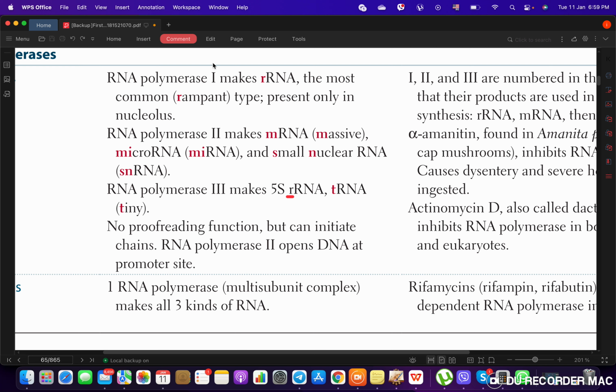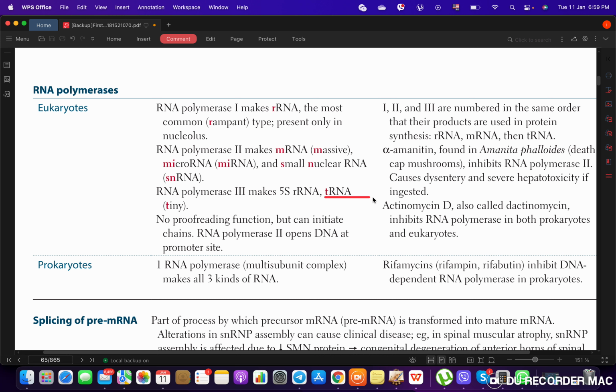So 1 and 3, because 1 made rRNA from the nucleus. And the other one is the 3. It made the what? The 5S rRNA. Okay. And also it made the tRNA, which was responsible in transporting the amino acids around. Okay. No proofreading function, but can initiate chains.